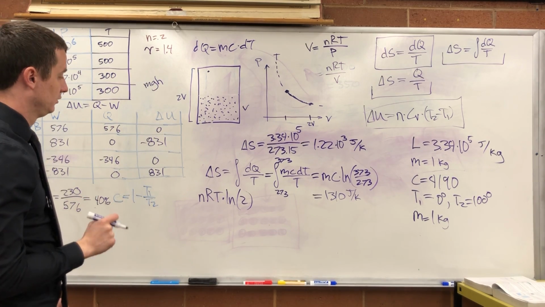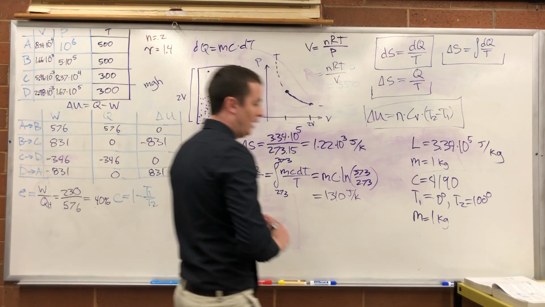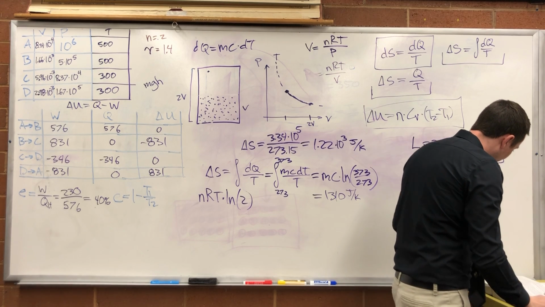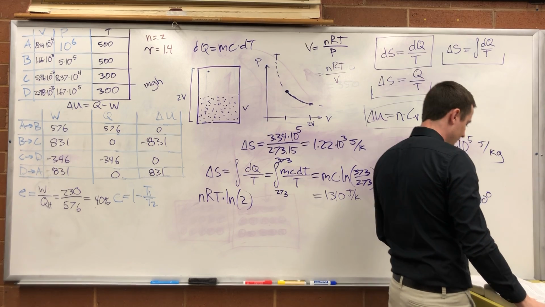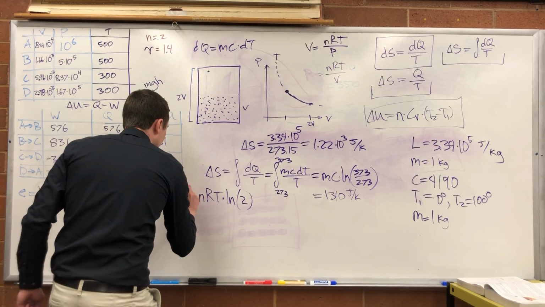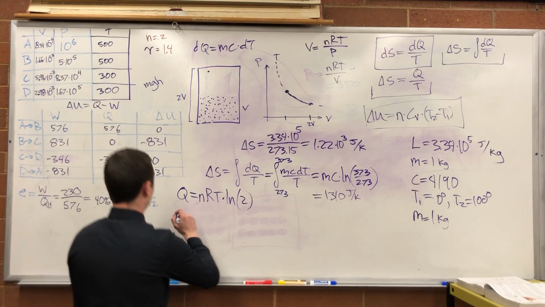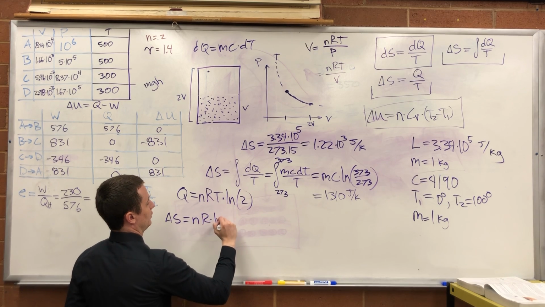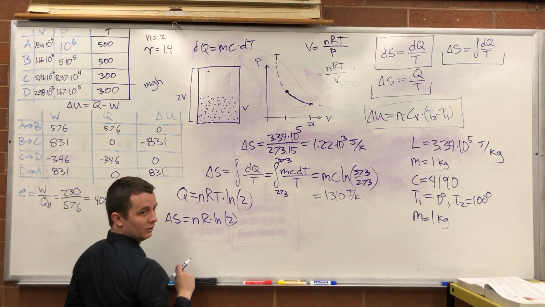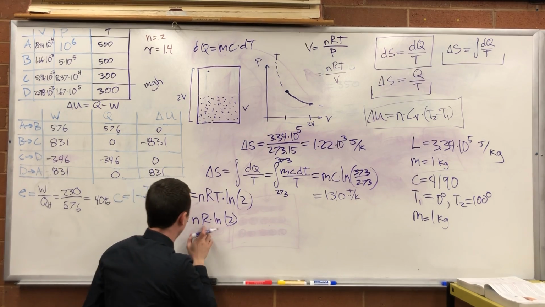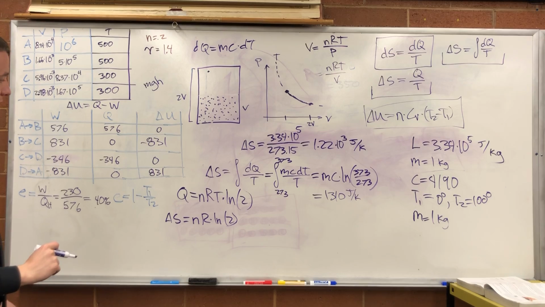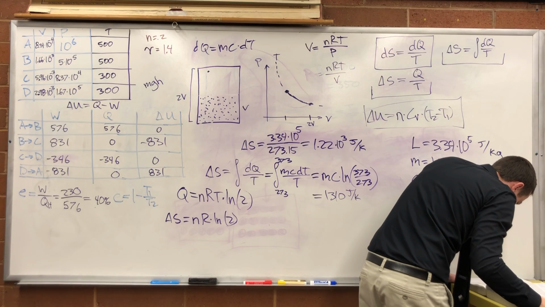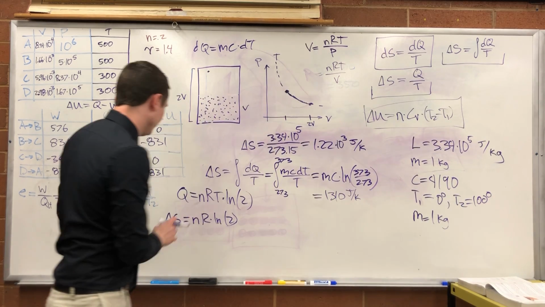I don't know if they gave us the temperature of the gas. So let's see what their actual answer is. Yeah, they gave me variables. So here's our Q, right? So what was our change in entropy then? NR natural log 2. Can you solve for that? We don't know N and R. Yep, that's all we care about. I think maybe they plug in when it's all said and done. No, they don't. Okay, so there's our answer.